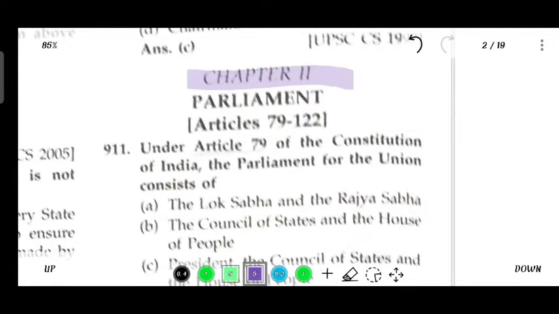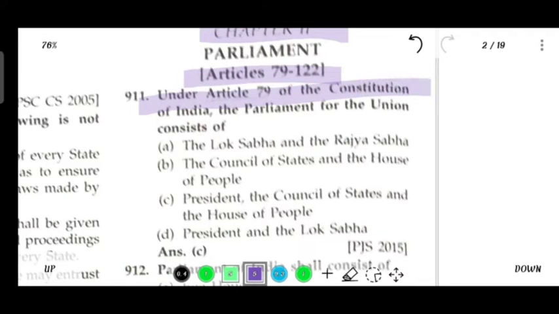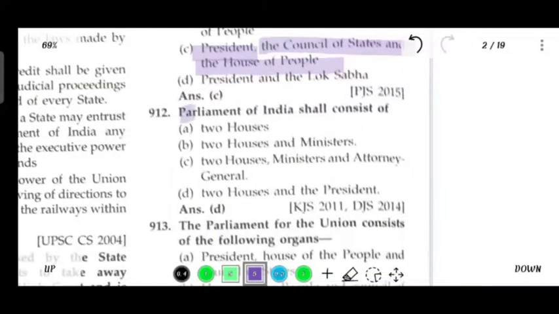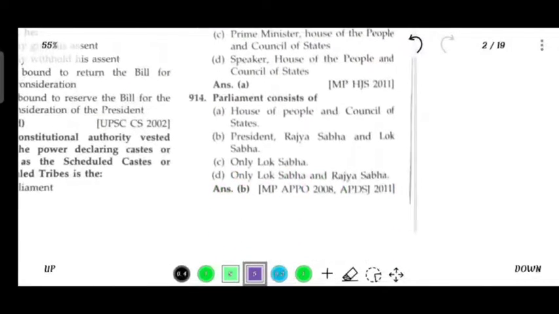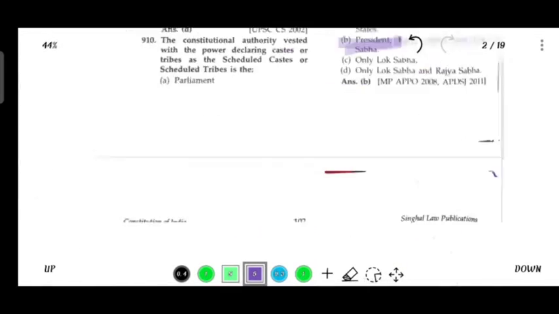Chapter 2: Parliament, Article 79 to 122. Under Article 79 of the Constitution of India, the Parliament of the Union consists of the President, Council of State, and House of People. The Parliament of India shall consist of two Houses and the President. The Parliament of the Union consists of the following organs: President, House of People, and Council of State. Parliament consists of President, Rajya Sabha, Lok Sabha.